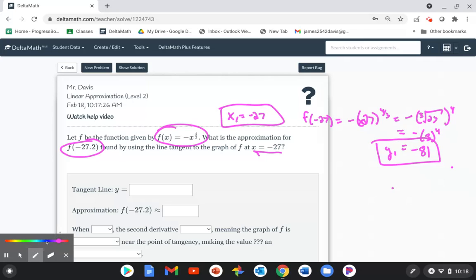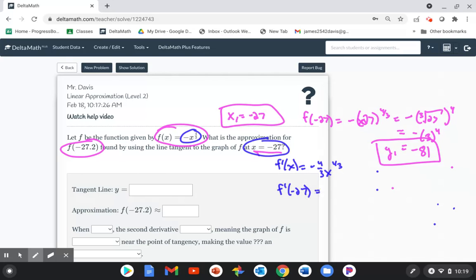So we got our x1 and y1. Next thing we need is a derivative so we can get the slope. So f prime of x. We're just going to do the power rule there. Multiply that down, so negative 4/3 x to the 1/3. We subtract 1 from the exponent. And then we can go ahead and get our slope by plugging our x into that derivative. So f prime of negative 27 is going to give us our m.